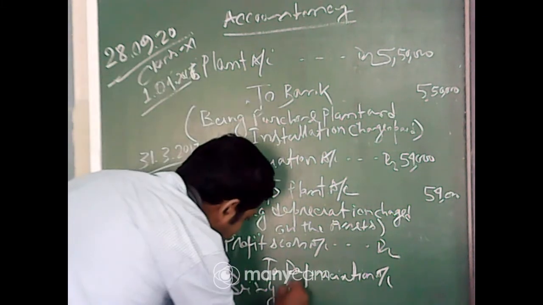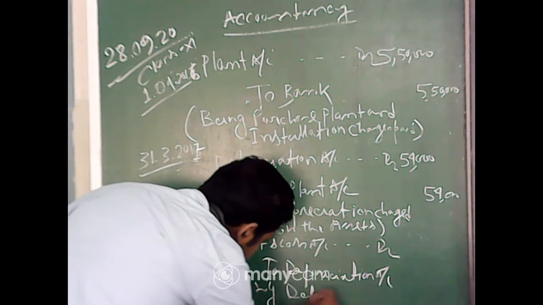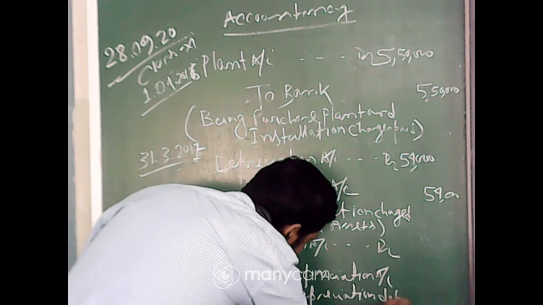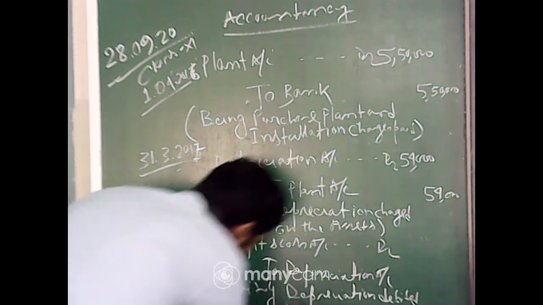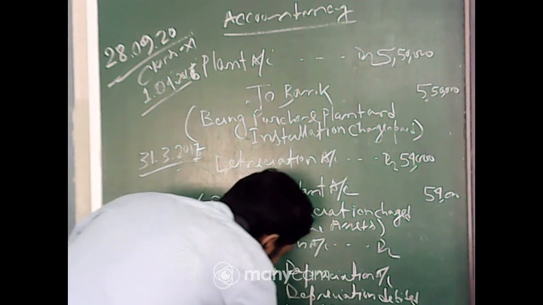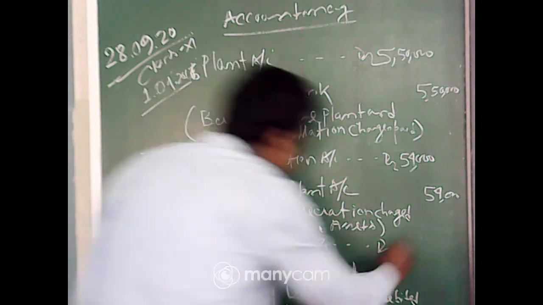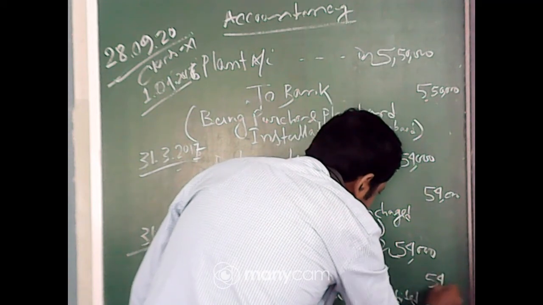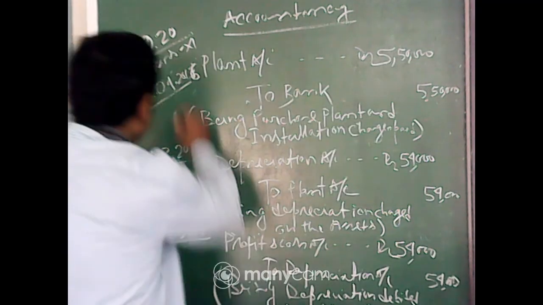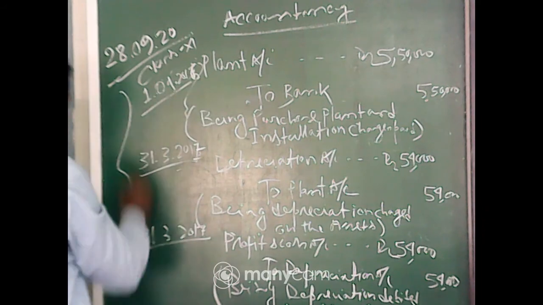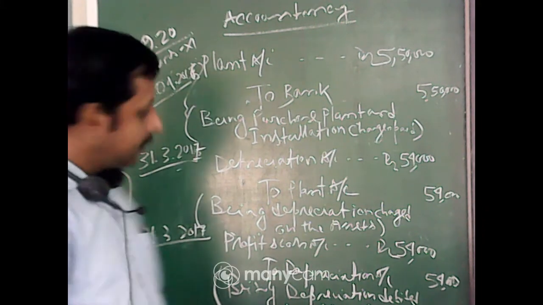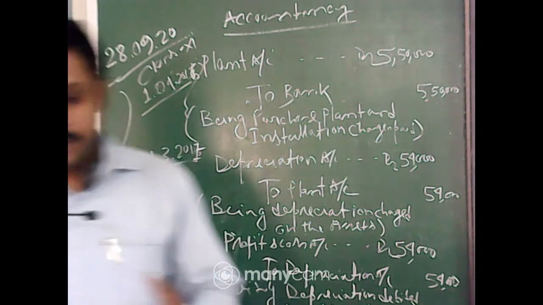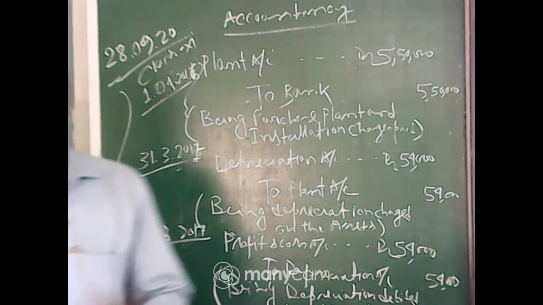That is also 54,000, only the depreciation amount. So these are the three main journals you have to pass when you do the depreciation accounting. One by one you will learn when you do the other accounts. Now you have to make the plant and machinery account ledger. Next we will discuss that.